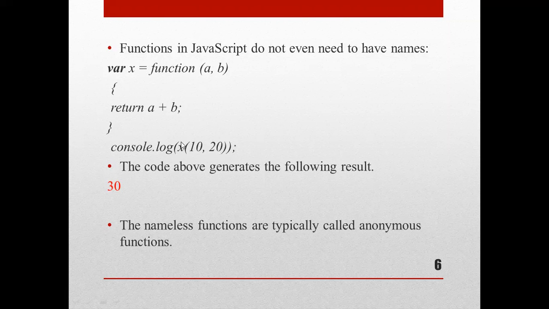What does that variable consist of? It consists of that function with a comma b. And what is the body of that function? It is return a plus b. Return what? It will return the addition of these two parameters. So x will add these two parameters, 10 comma 20, so when we execute this code, it will return the result of a plus b, that is 10 plus 20, that is 30. So without any function name we can create a function.